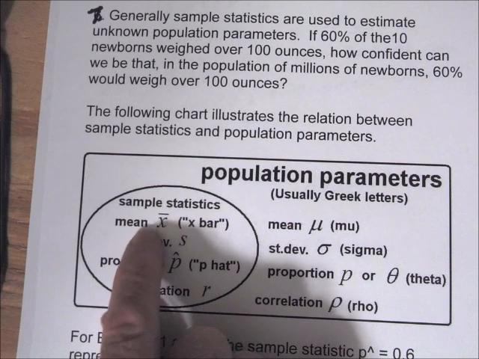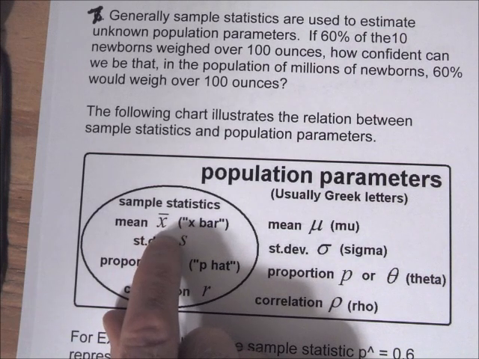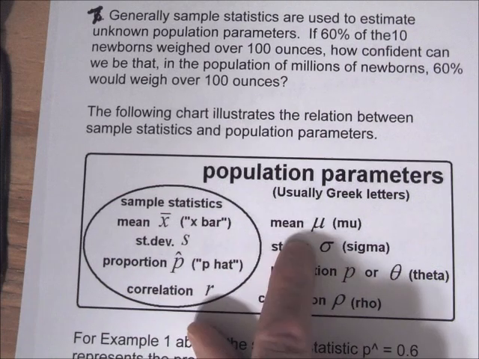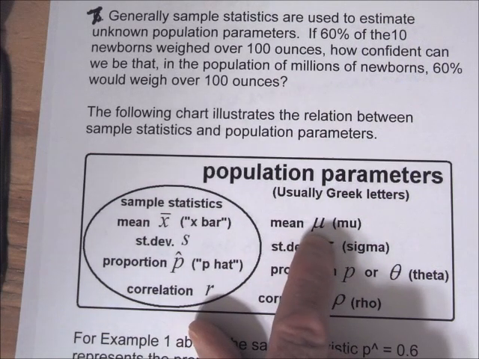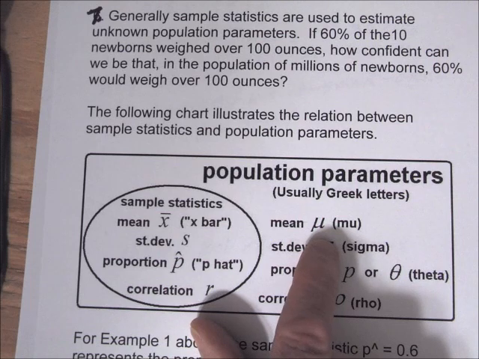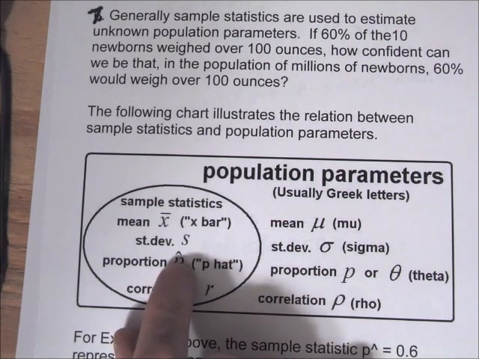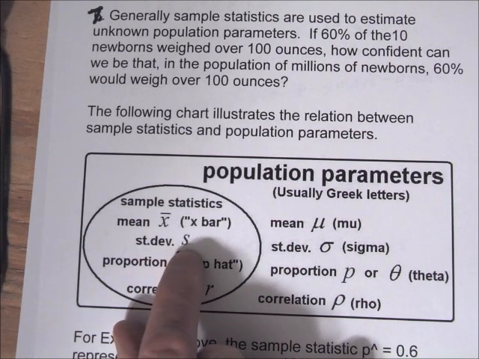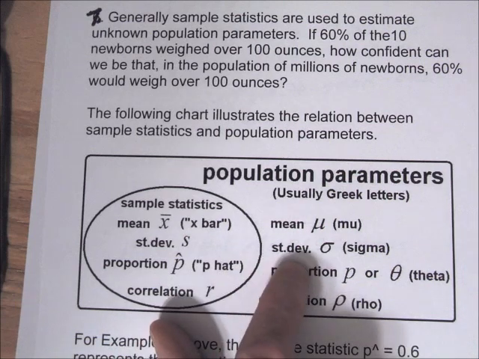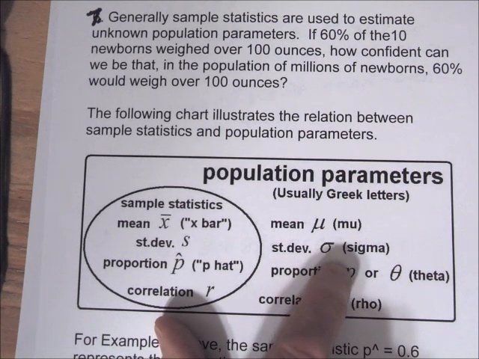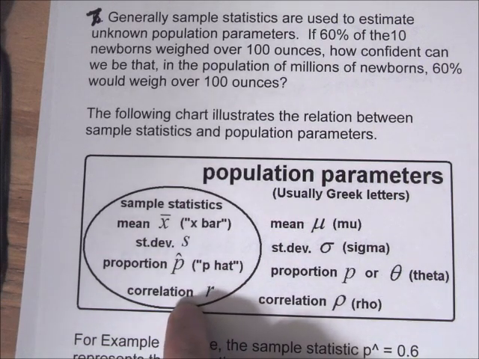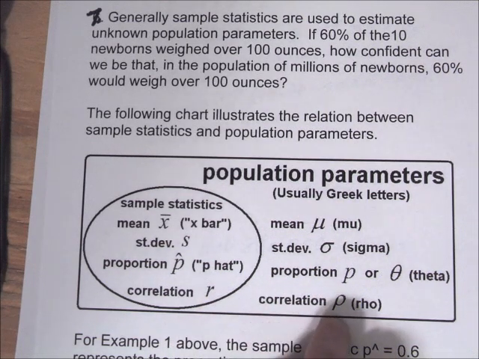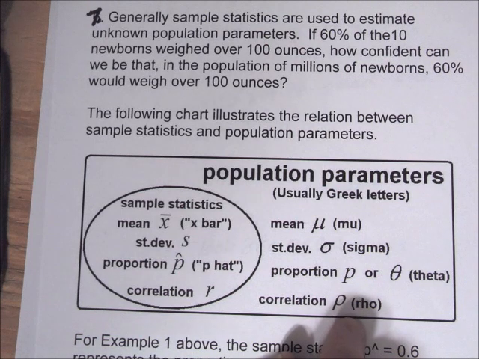So the sample mean, x with a bar on top, read as x bar, is an estimate for the unknown population mean, which is the Greek letter mu. It looks like a U, but with a little extra tail there. Later we'll get into some other statistics. The sample standard deviation S is an estimate for the unknown population standard deviation, the Greek letter lowercase sigma. The sample correlation coefficient R is an estimate for the unknown population correlation coefficient, the Greek letter rho.